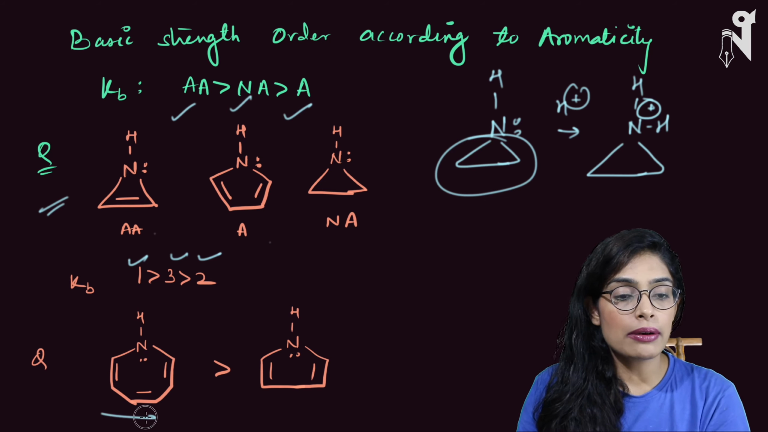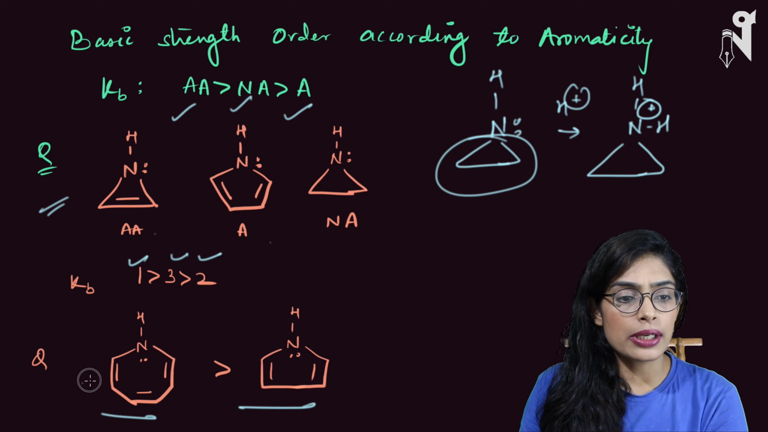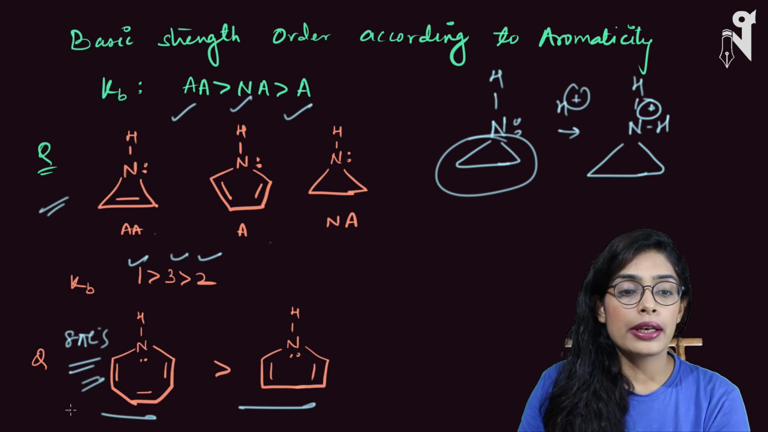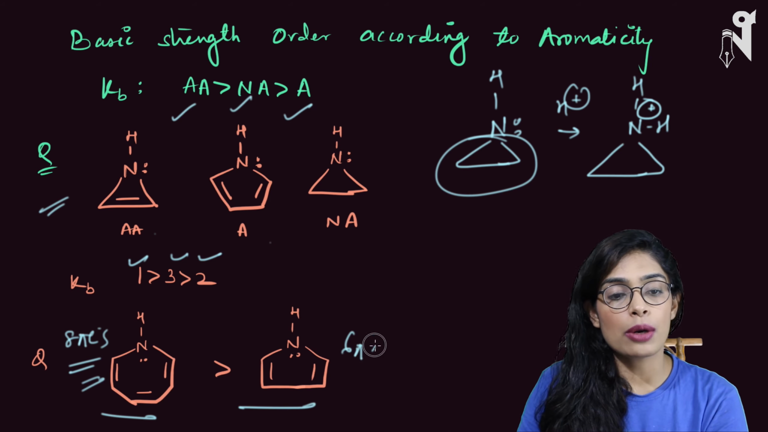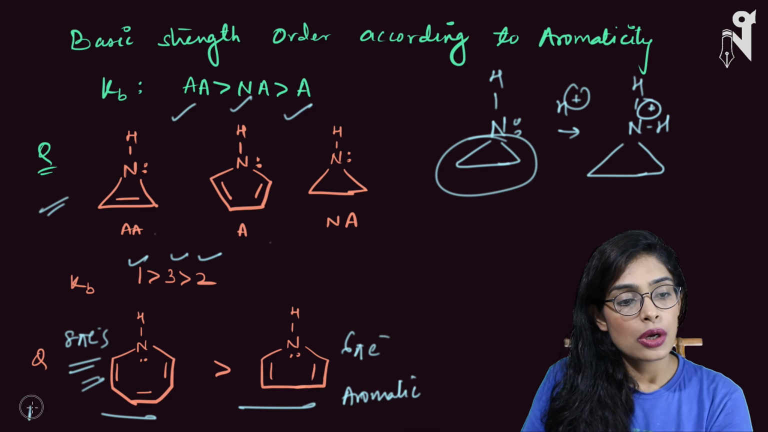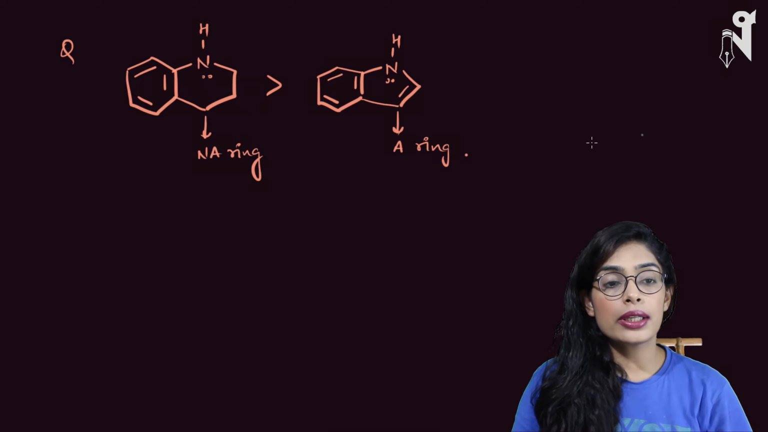Now look at the next compound. The next compound we have, this is your anti-aromatic compound. Why? Because a total of 8 pi electrons are there, and here you have 6 pi electrons. So this is aromatic, this is your aromatic, this is your anti-aromatic. Which one will be more basic? Obviously the anti-aromatic one.